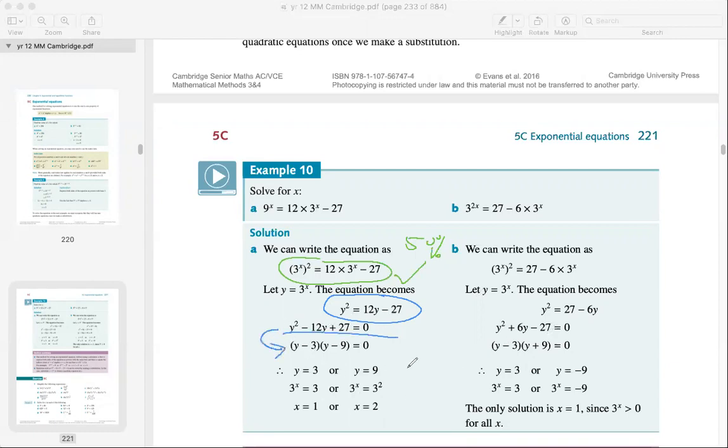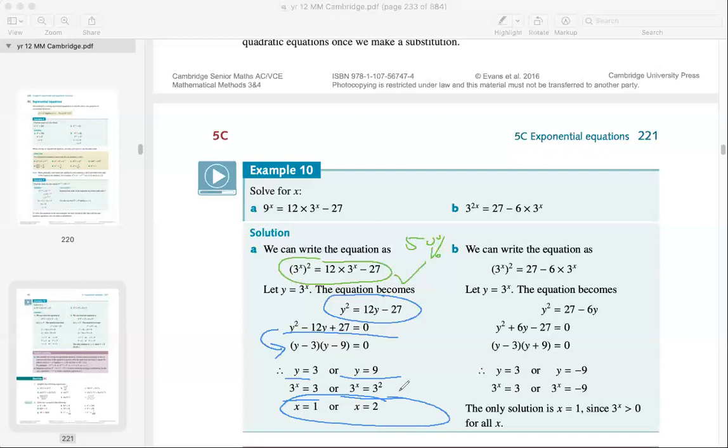Then what do we do? Cross product, right? Just make sure if this type of question appears in exam 1, the numbers are always nice, so you can always do the cross product to get easy and nice numbers, okay? So in this case, I got y equals 3 and y equals 9. And then it essentially means 3 to the power of x equals 3, or 3 to the power of x equals 3 squared. So my x values will be 1 and 2, okay?